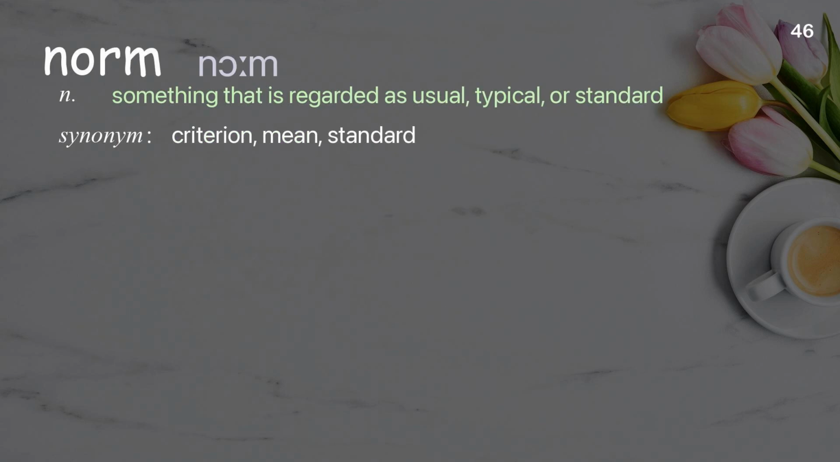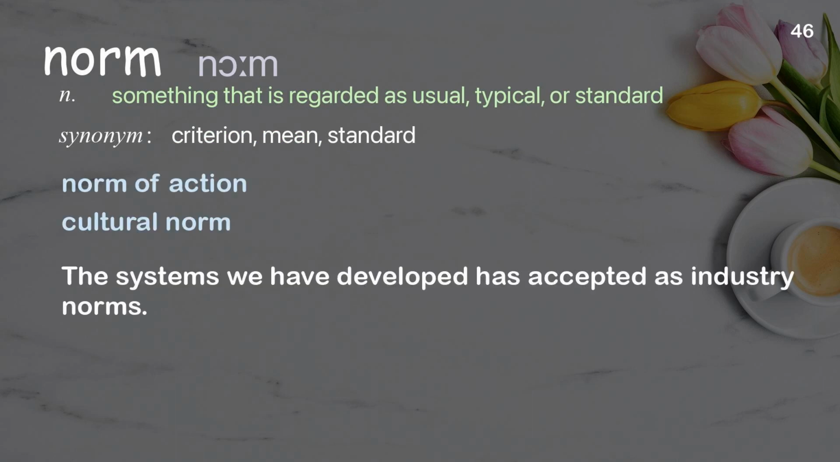Norm. Something that is regarded as usual, typical, or standard. Examples. Norm of action. Cultural norm. The systems we have developed have been accepted as industry norms.